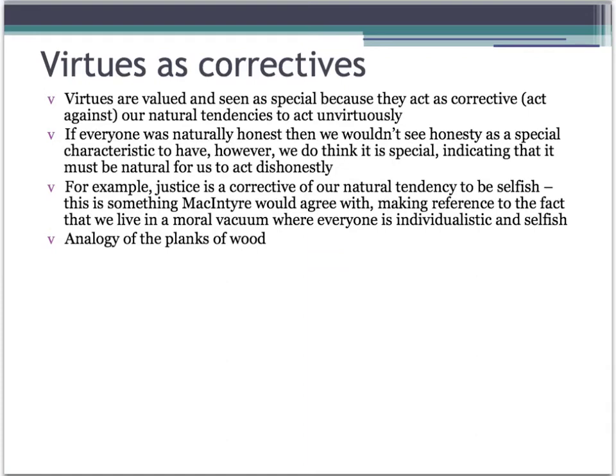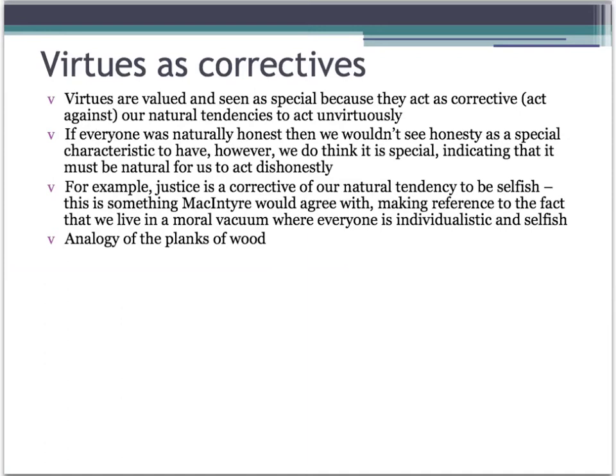Everyone would be honest. But the fact that we do respect people who are honest indicates that it's not natural for us to be honest. And so that's what she's saying, that all virtues are correctives against our natural tendencies to act unvirtuously. So, for example, justice is a corrective of our natural tendency to be selfish. And you could make reference here to MacIntyre and say how he would agree with that and use his moral vacuum and the idea that we're all very selfish and individualistic as evidence that he would agree with her.